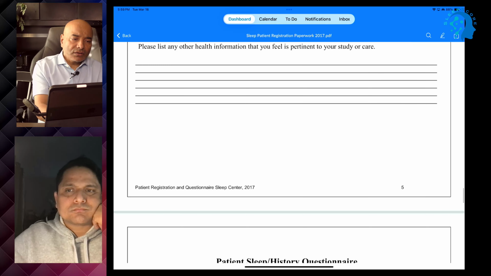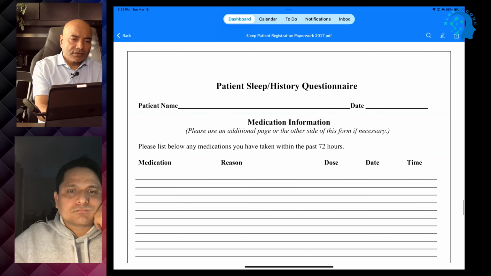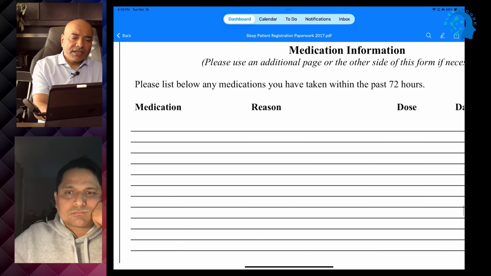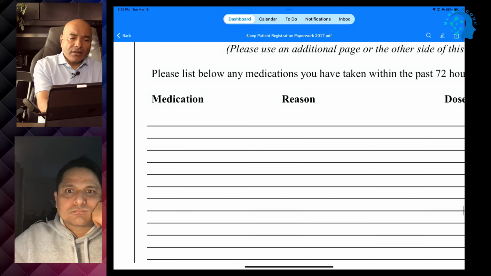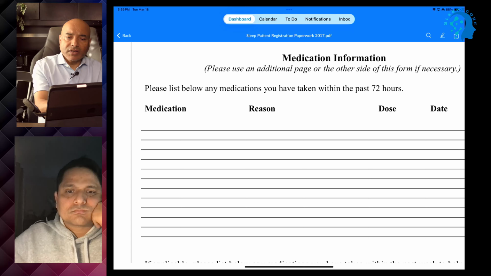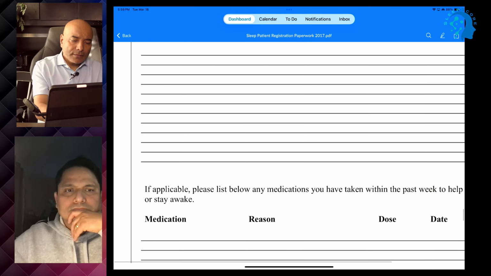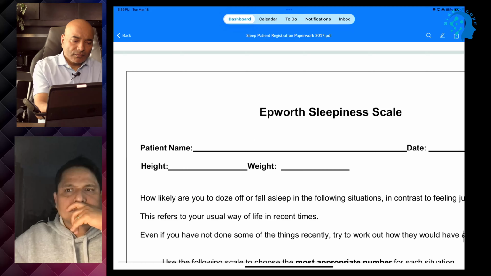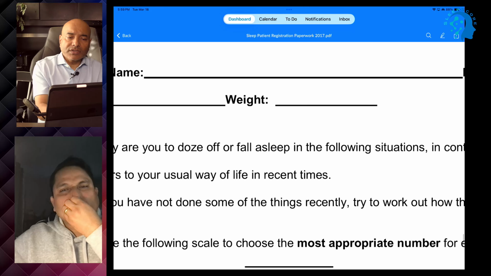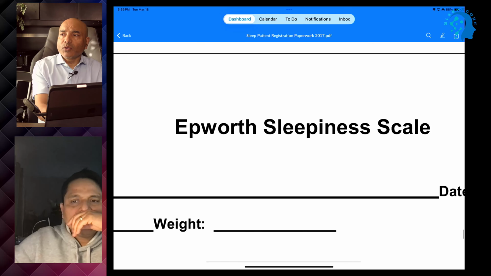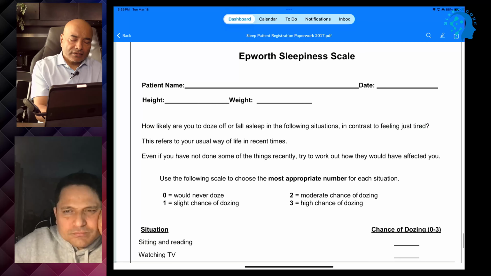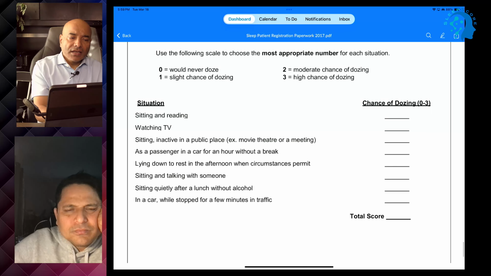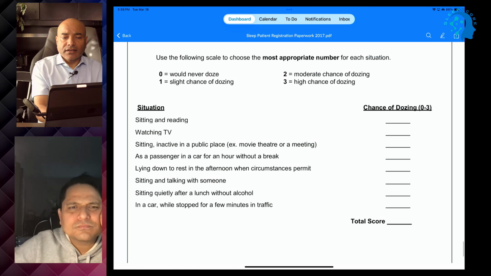Now we also collect the medications. See here, the medication, and we collect the reason for taking the medication, dose, and date. And this is called the Epworth Sleepiness Scale. Epworth Sleepiness Scale. Okay.